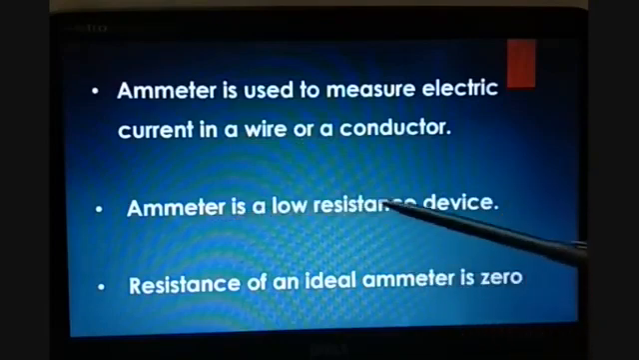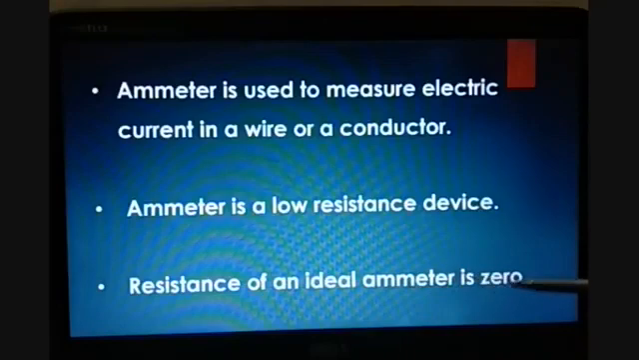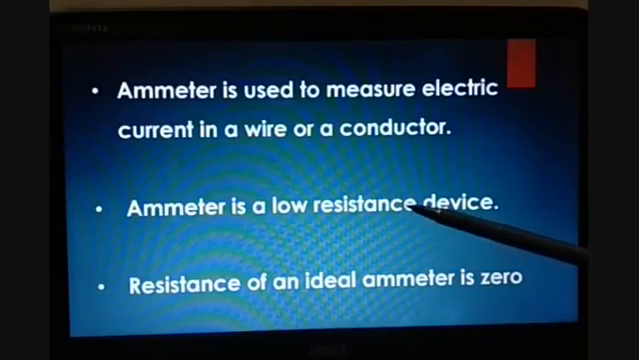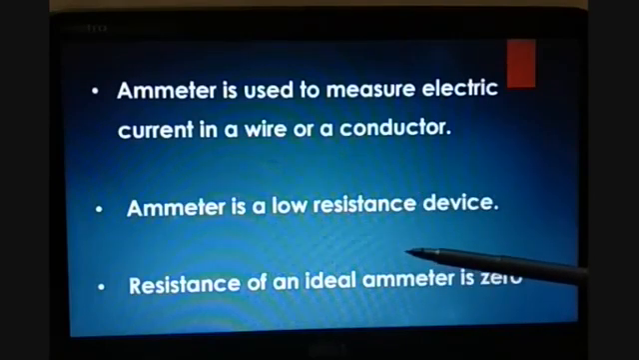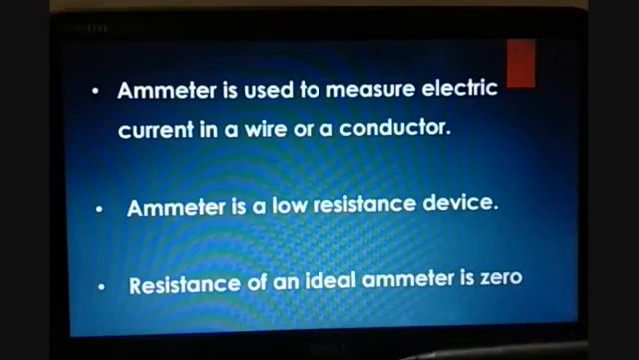An ammeter is a very low resistance device. The resistance of an ideal ammeter is 0. Why? Because the ammeter is supposed to measure the flow of current, that is, how much electric charge is passing through the cross section of the conductor. If it itself has a high resistance, then it will not allow the current to pass through the ammeter itself, and this will not give us proper readings. So that is why the resistance of an ideal ammeter should be 0.